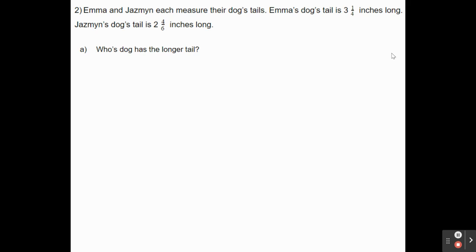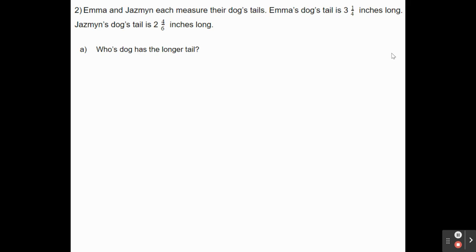Emma and Jasmine each measure their dog's tails. Emma's dog's tail is 3 and 1/4 inches long. Jasmine's dog's tail is 2 and 4/6 inches long. Whose dog has the longer tail? So we're going to be comparing the lengths of each of their dog's tails.